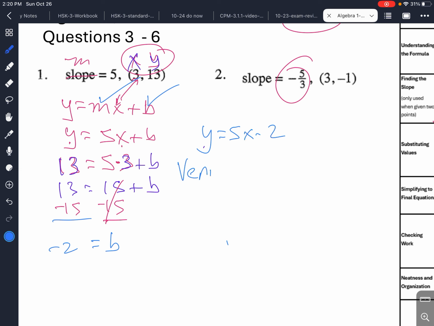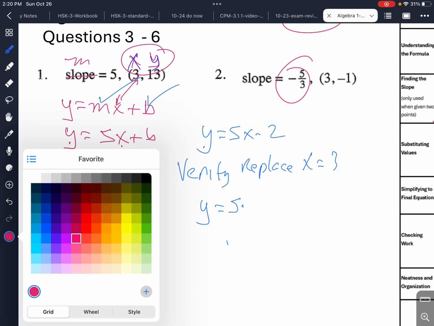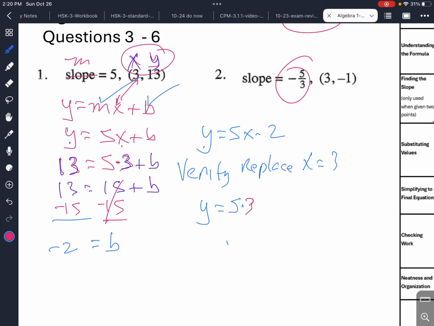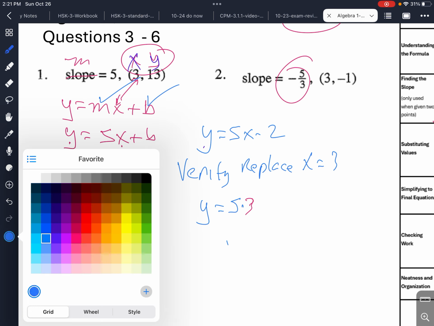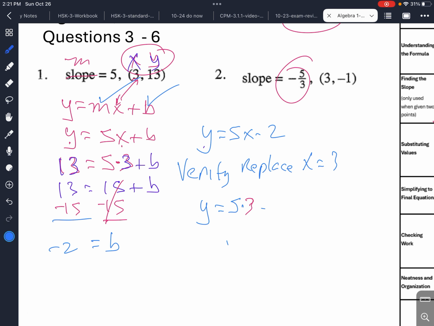To verify, I'll replace the x. X equals 3. And if I get 13 on the other side, I'm good. So y equals 5 times 3 minus 2. I just replaced it. I'm verifying right here.